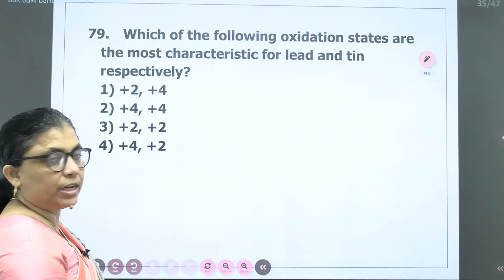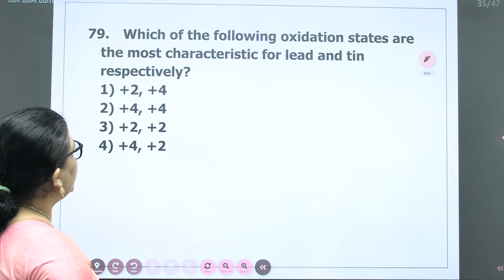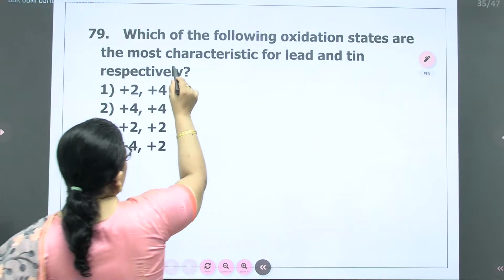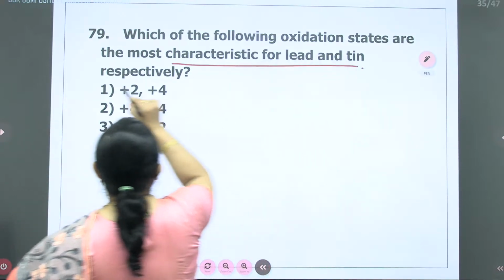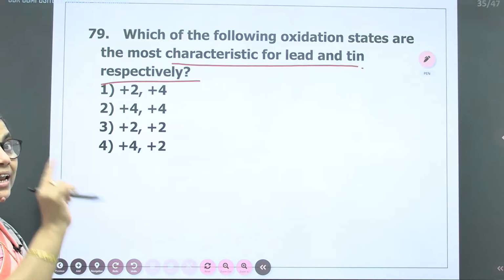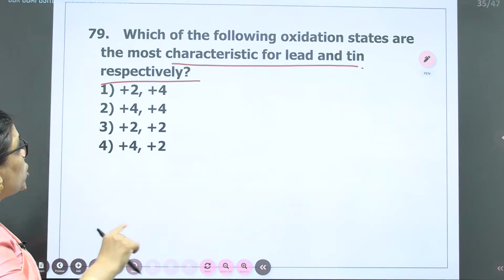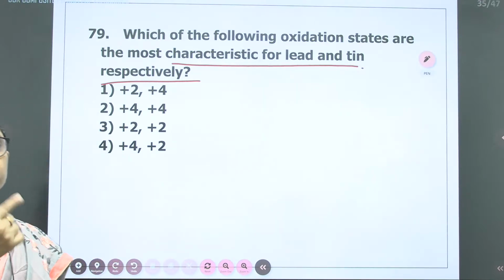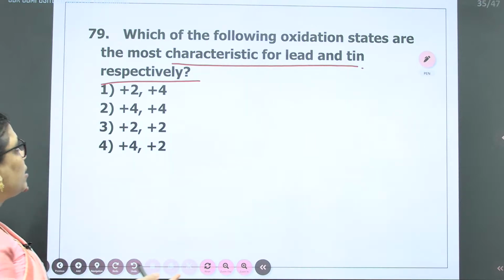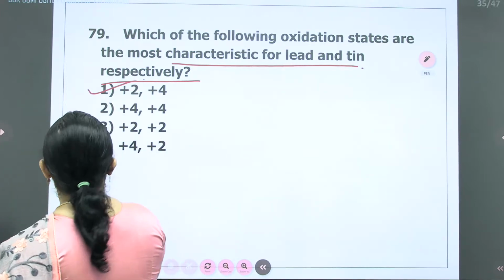Next, question number 79. Which of the following oxidation states are most characteristic of lead and tin respectively? Because the question is related to lead and tin, most characteristic means the question is related to stability also. Therefore, we can write the answer as +2 and +4.